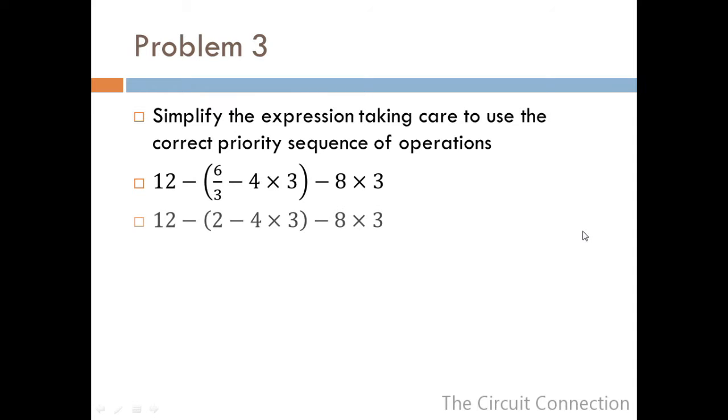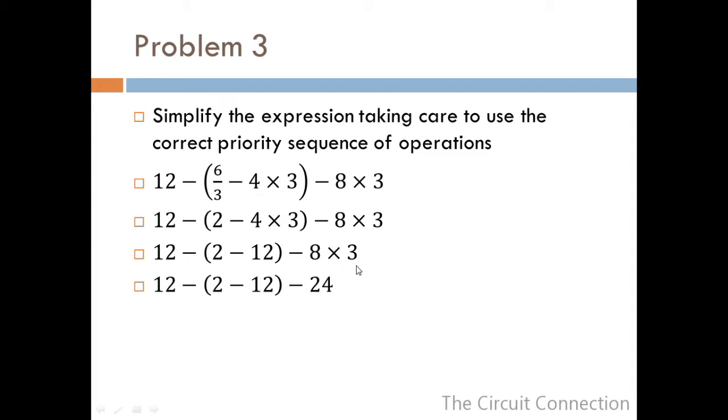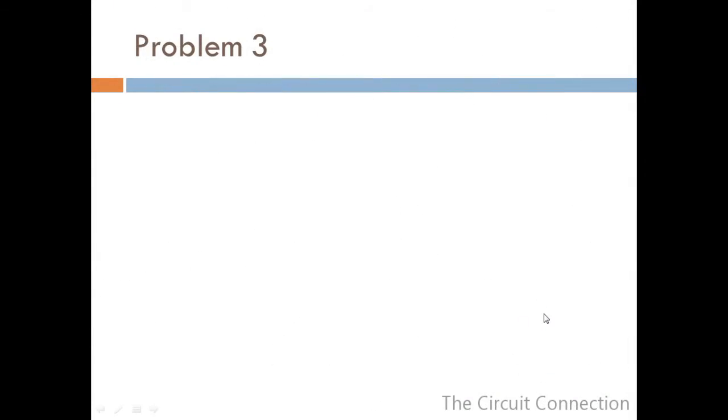So the first step we'll take is to evaluate 6 over 3 as 2. Next, 4 times 3 is 12. Next, 8 times 3 is 24. And then within these parentheses, 2 minus 12 is going to be equal to negative 10. And we carry that over to the next slide.